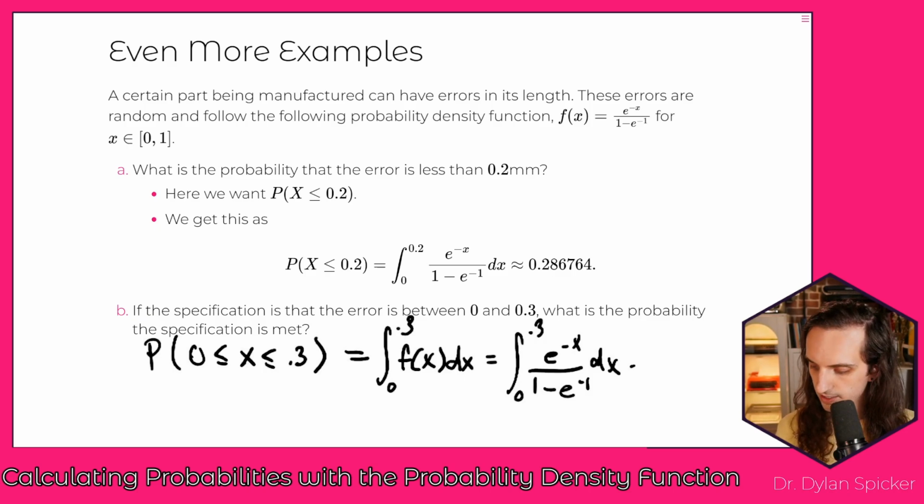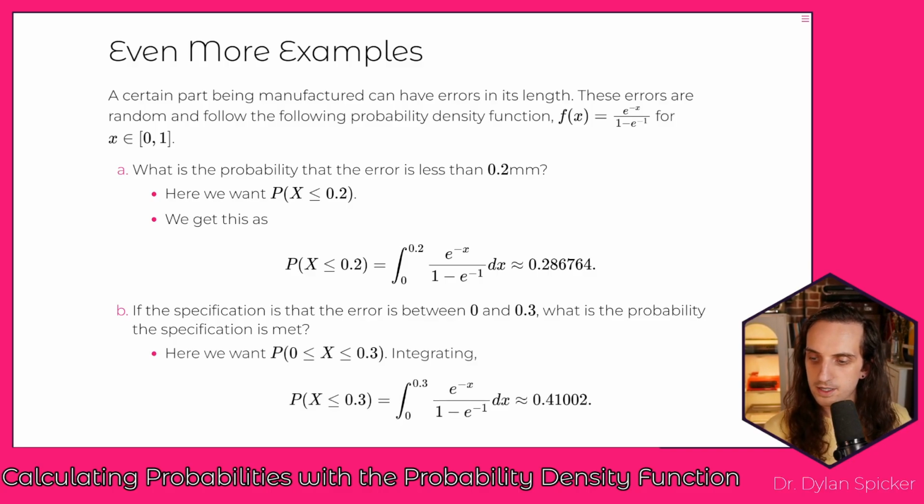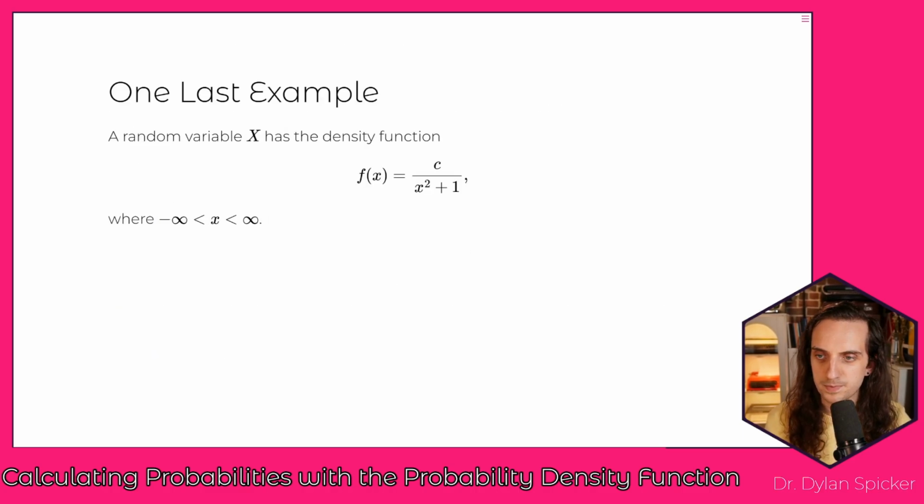Right? The integral is going to be very similar to the one that we just solved up in part A. In this case, we're evaluating the integral at 0.3 and at 0 instead. Okay, so taking this integral, we find that that's about 0.41002. So 41% chance that the specification is met if this is what the specification requires.